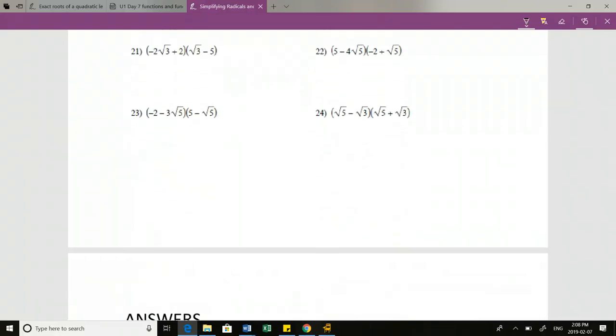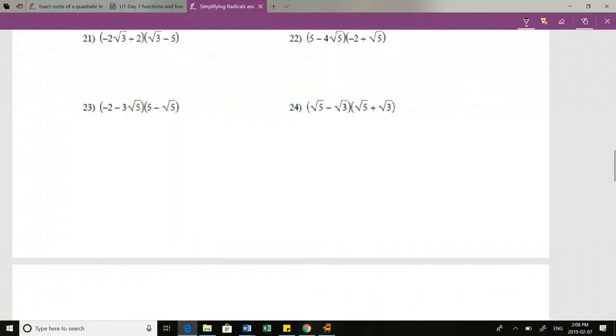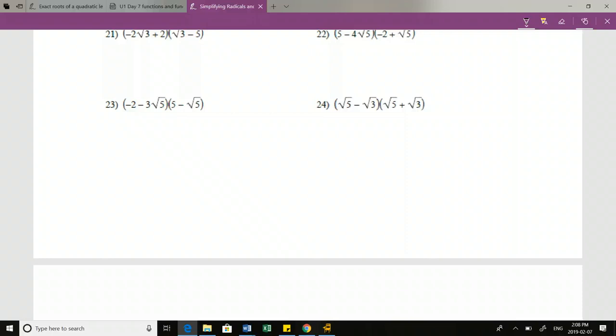This one? Yeah. Okay. So we're just going to follow along, similar to the question that we just did together in the lesson from today. We're just going to follow along with first, outside, inside, last. So firsts, I would be doing -2 times 5. That gives me -10.